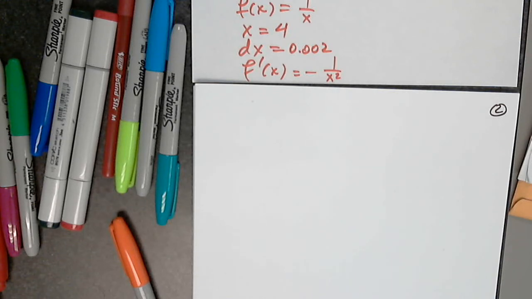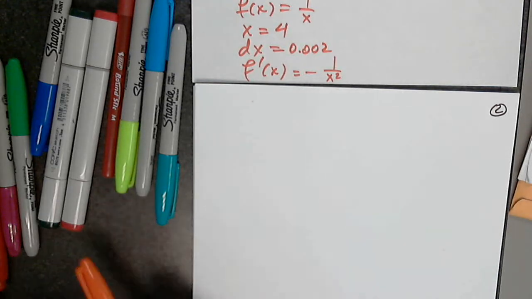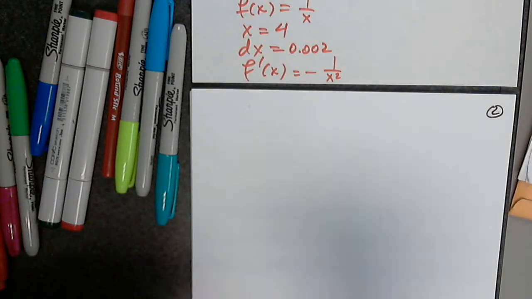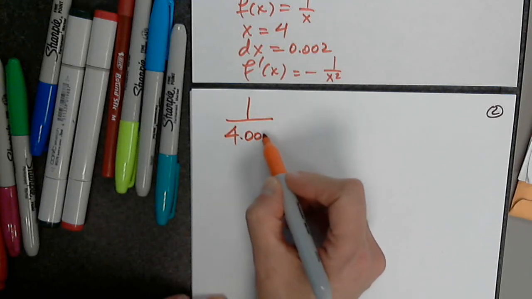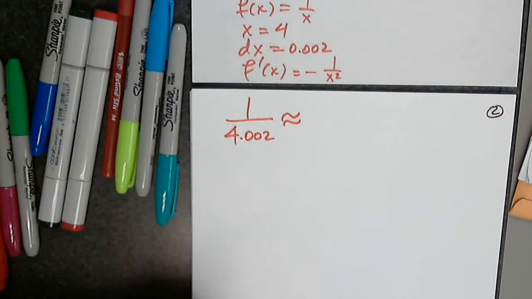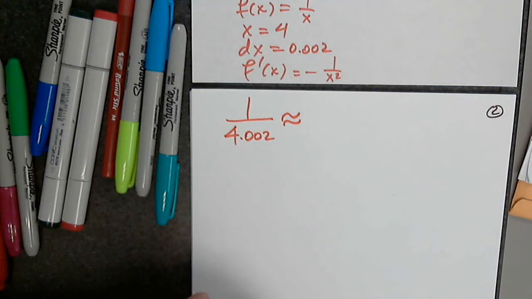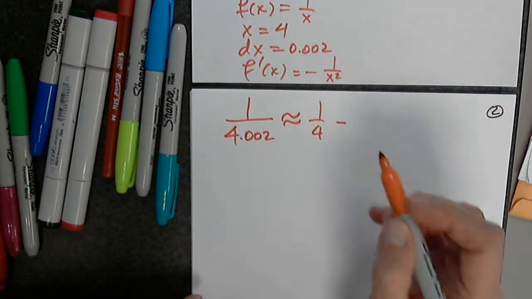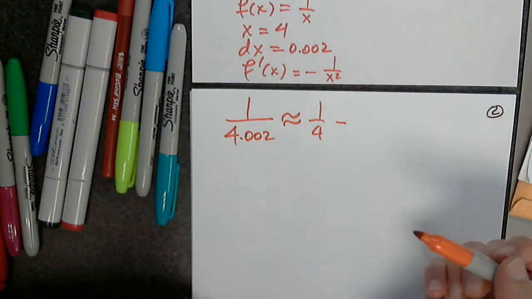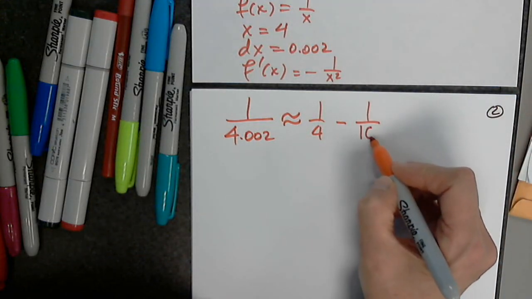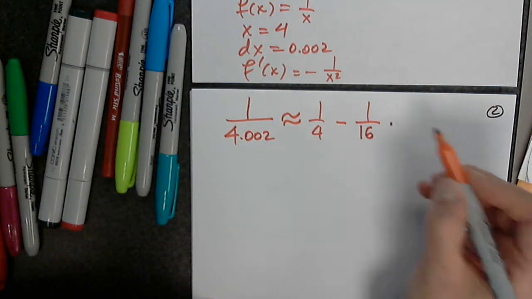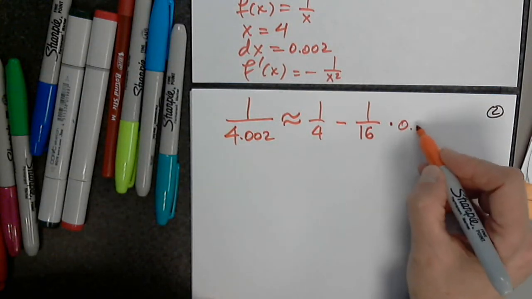Do we have the answer? Or can we start? Okay, so the left-hand side is obviously 1 divided by 4.002. Now I will approximate it with 1/4, plus or minus, a minus, because it's negative, yes. 1 squared over 4 squared, that's 16, very good. Multiplied by, that's it.